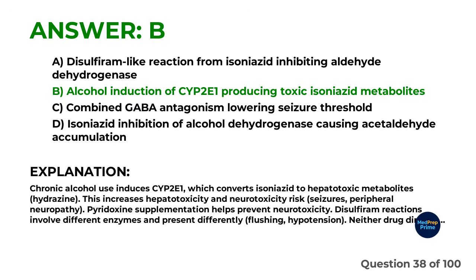Correct answer, B. Chronic alcohol use induces CYP2E1, which converts isoniazid to hepatotoxic metabolites, hydrazine. This increases hepatotoxicity and neurotoxicity risk, seizures, peripheral neuropathy. Pyridoxine supplementation helps prevent neurotoxicity.